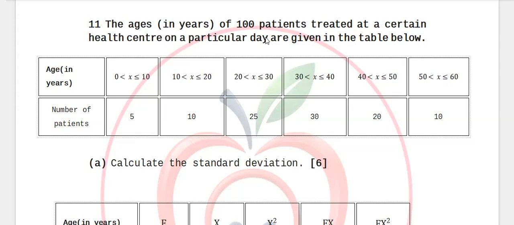A lot of students complain that statistics is one of the hardest topics that they could find in an exam paper. But what if I told you that statistics is the easiest question that you could come across?